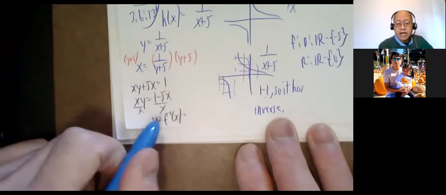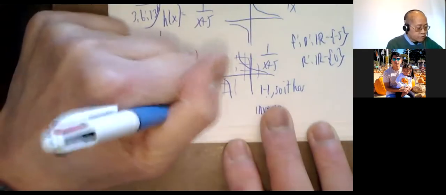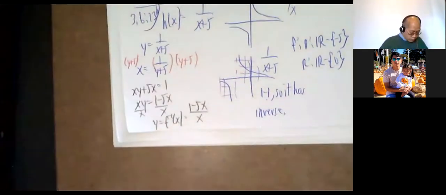And if a question asks for the inverse function, I want you to be able to write this: f to the -1 of x. I want you to know that notation. It equals 1 minus 5x over x. Okay, so I think I've taken care of that part right there.